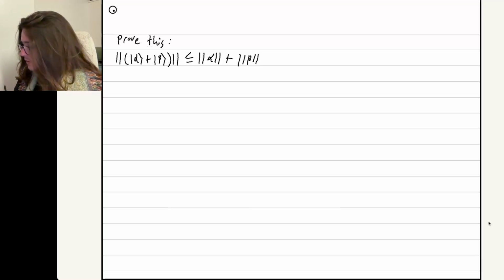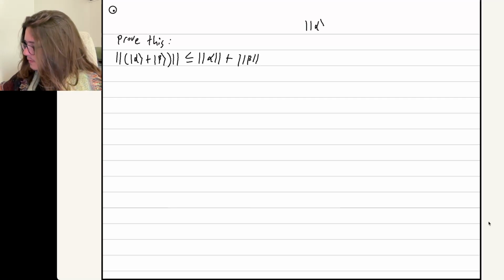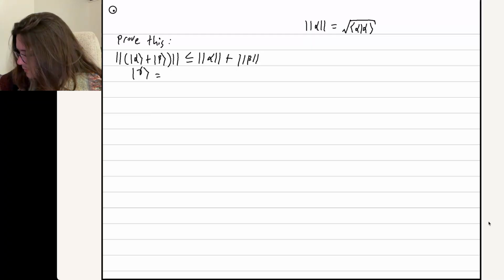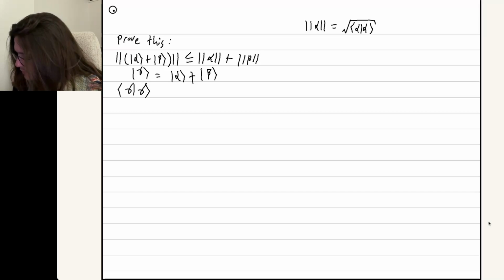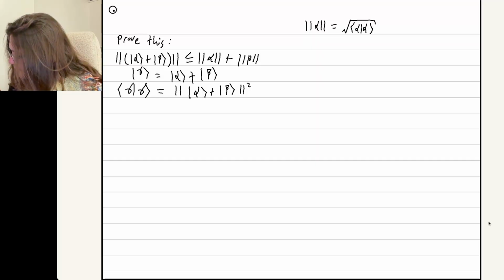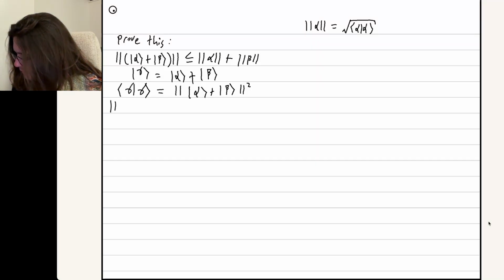I'll say this, that the norm of a vector is just defined as being the square root of the inner product of the vector with itself. So let's define a vector gamma to do this. I'm going to call it alpha plus beta. And so the inner product of gamma with itself will be just the norm of alpha plus beta, or the norm of alpha plus beta squared.